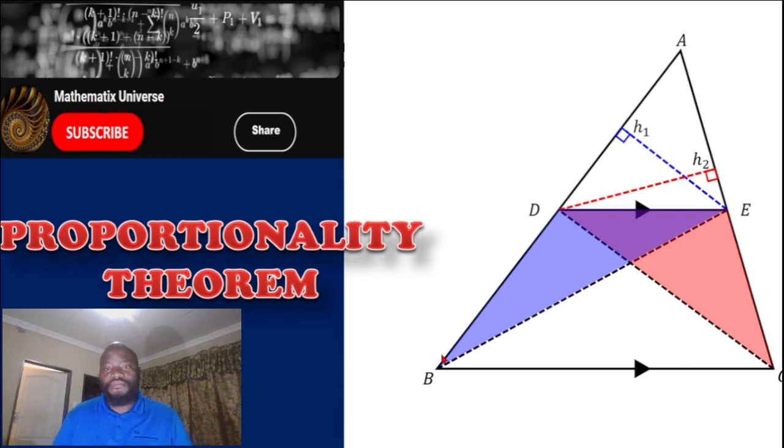Hey everyone, so we're back doing another theorem called the Proportionality Theorem, and you may be wondering why I am doing it again, but this time I'm going to do it a little bit differently. This time what we're required to prove is that AD divided by AB is equal to AE divided by AC. So let's see how it goes.